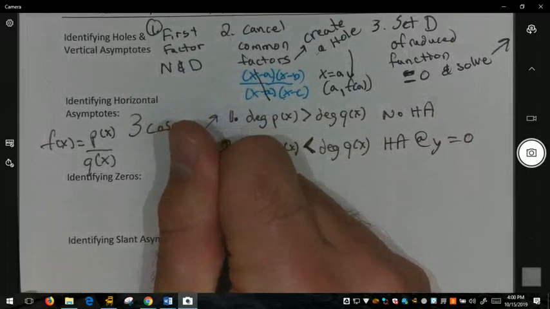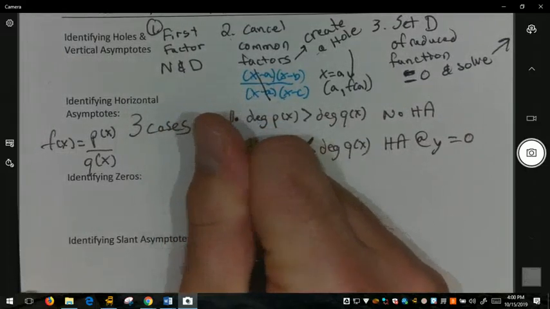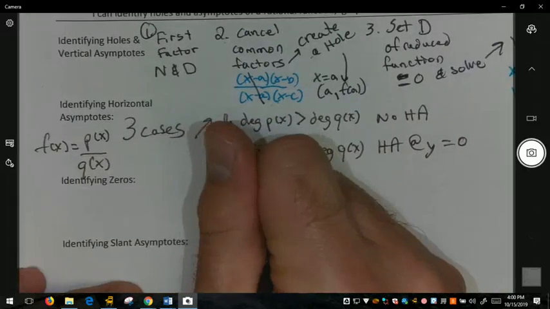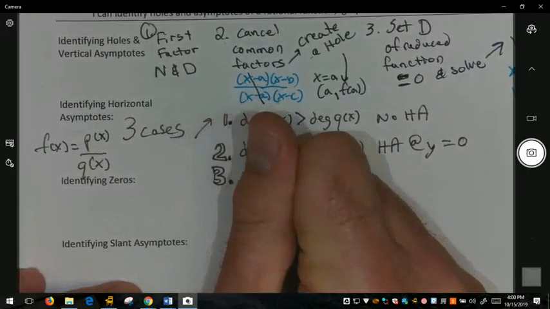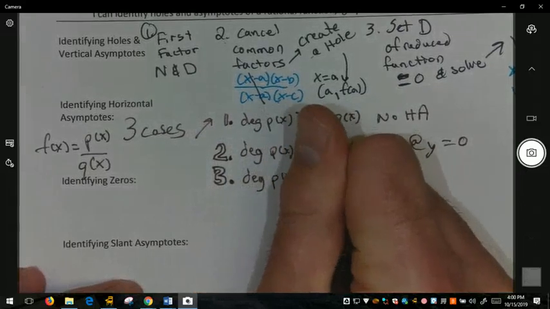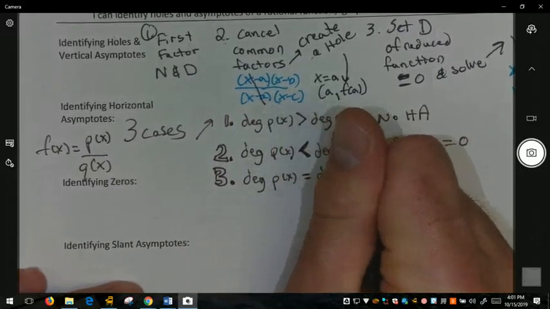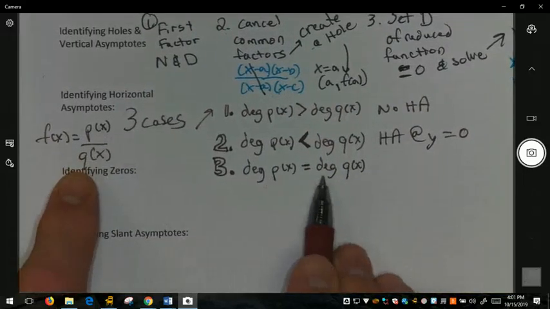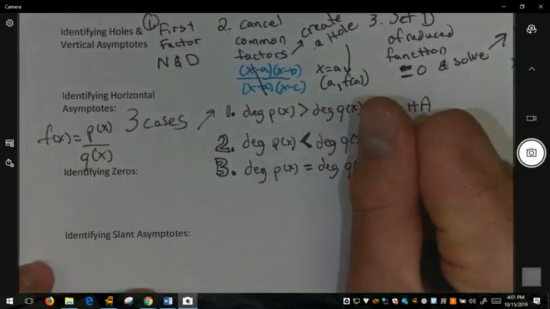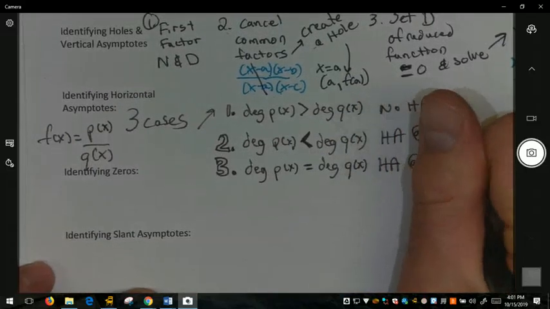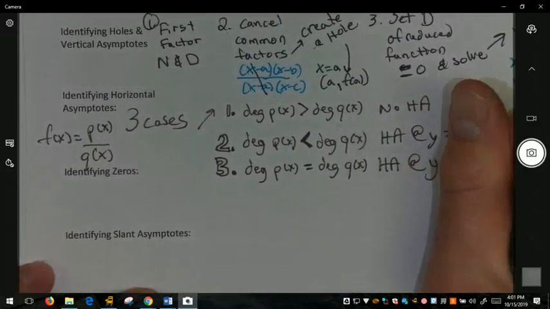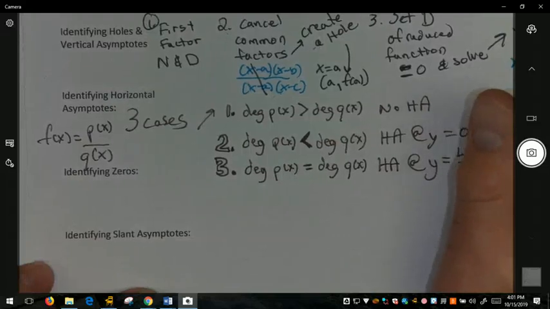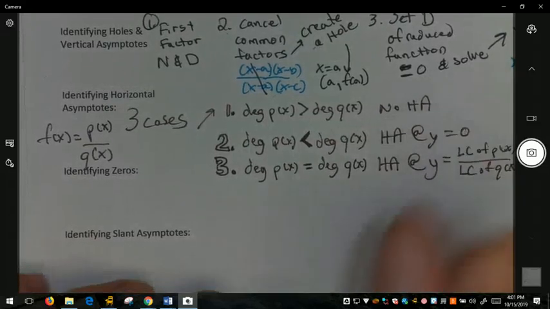Case 3. The degree of the numerator p of x is equal to the degree of the denominator q of x. In this case, there will be a horizontal asymptote at y equals the lead coefficient of p of x over the lead coefficient of q of x.